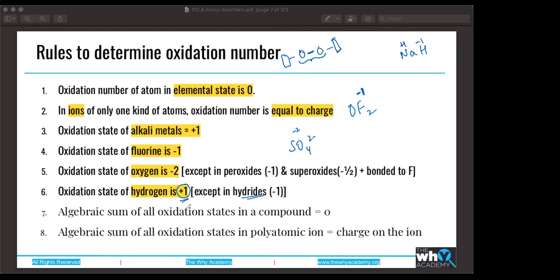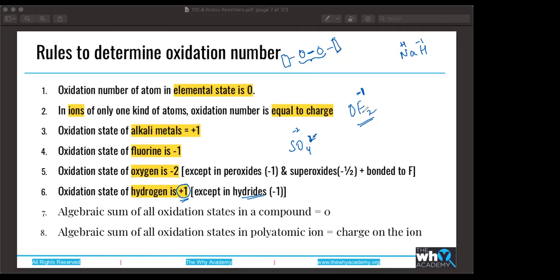The algebraic sum of all oxidation states in a compound is 0. And if it is an ion, then it is equal to the charge on the ion. It is 0 in a compound because the overall charge on a compound is 0. It is a neutral compound. If it is not neutral, it means it's an ion, so then it would be equal to the charge on the ion.